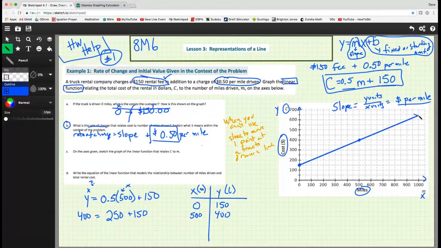And it goes on forever. And we can start to answer questions. So again, we need to draw 2 points that make our line, and we found this one over here at 500, 400.